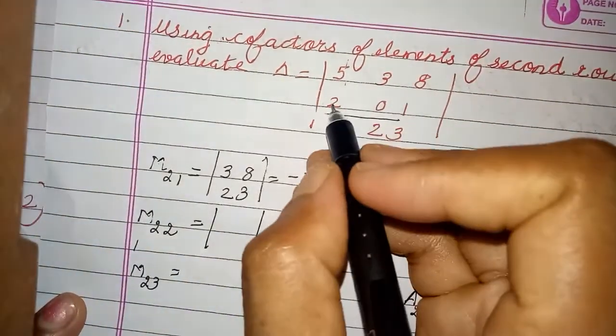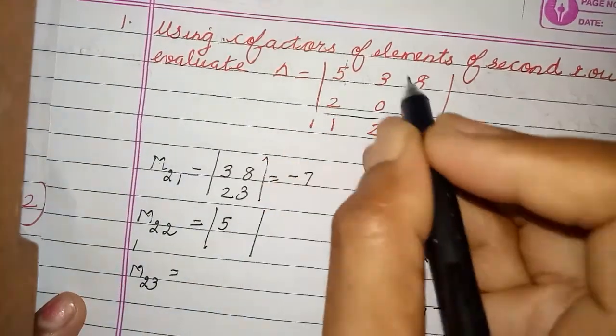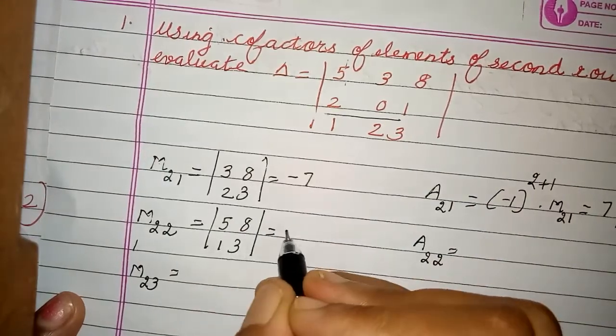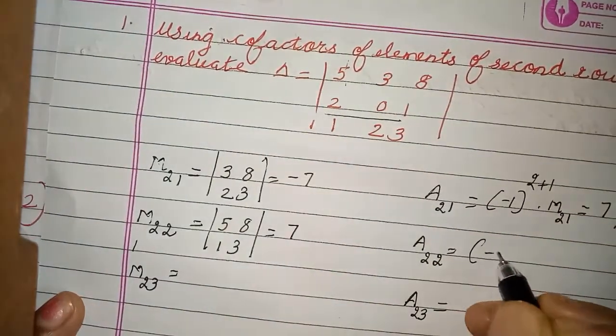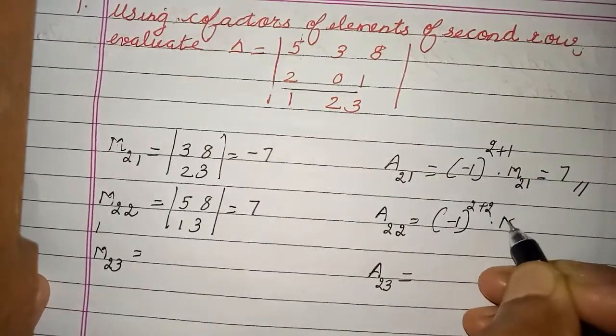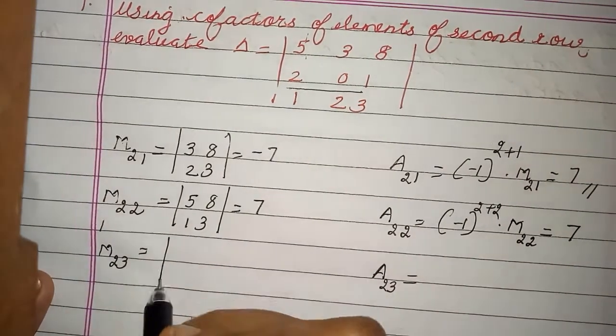Then M22 means second row, second column. So what remains? 5, 8, 1, 3. So it is 15 minus 8, that is 7. Now let us write the cofactors. So it is minus 1 raised to 2 plus 2 times M22, which is already positive. So 7. M23 means what, children?